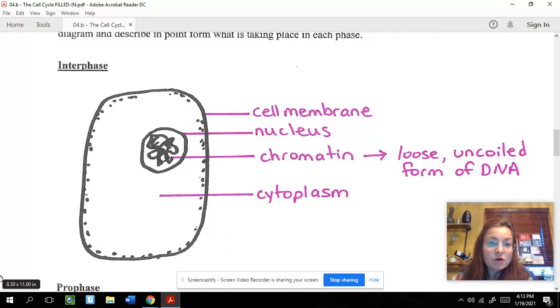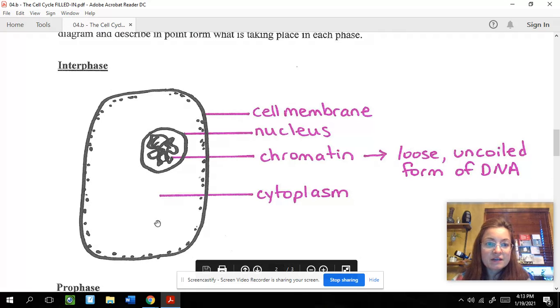So in interphase, we see a cell membrane, we see a nucleus, we see cytoplasm. And the important thing to note here is the DNA is in the form of chromatin. Now, chromatin is loose, uncoiled DNA.